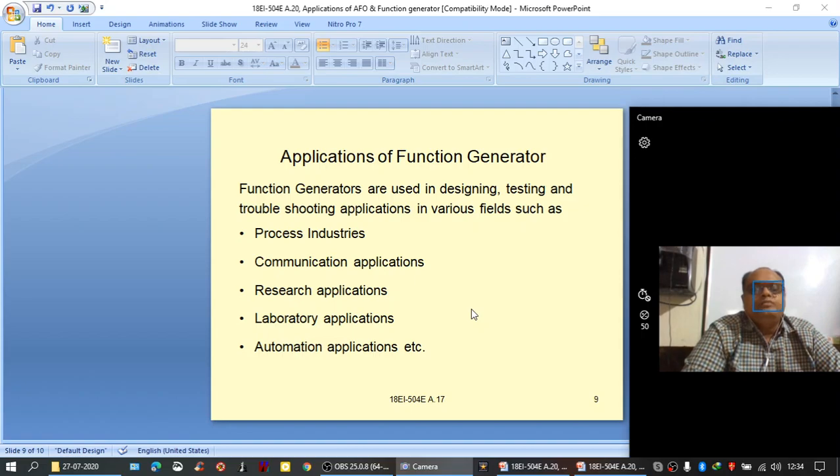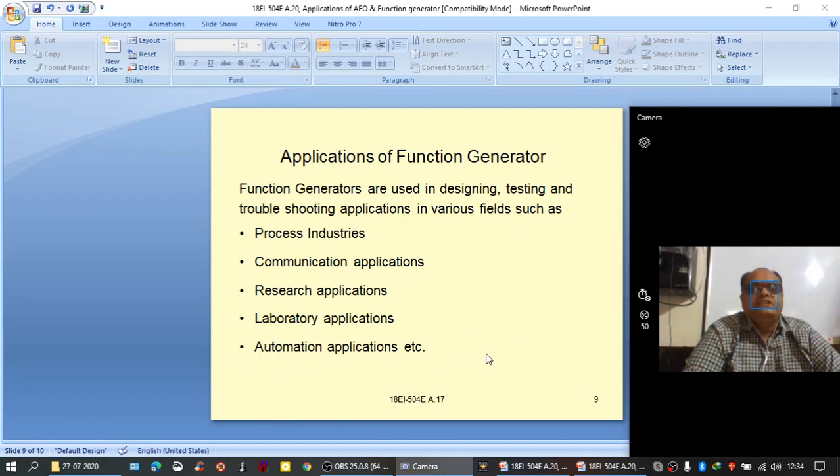Then, of course, in research applications, wherever a signal is required for checking, we use the signal generator outputs. And in laboratory applications, same thing. Wherever a signal is required for test, as a reference signal, we use the signal generator output.